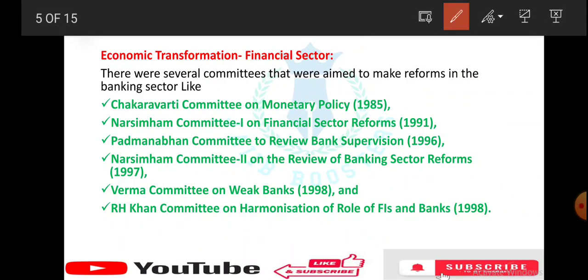Next, economic transformation of the financial sector. There were several committees aimed at making reforms. Just remember these committees and also their years. First, Chakravarty Committee on Monetary Policy, 1985. Narasimham Committee 1 on Financial Sector Reforms, 1991. Padmanabhan Committee to Review Bank Supervision, 1996. Narasimham Committee 2 on the Review of Banking Sector Reforms, 1997. Verma Committee on Weak Banks, 1998. R.H. Khan Committee on Harmonization of the Role of Financial Institutions and Banks, 1998. Just remember these six committees and also the years.